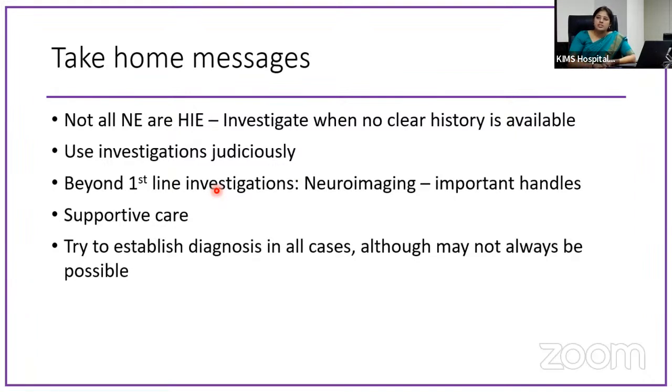Beyond the first line investigations, neuroimaging gives us important handles to evaluate and try to come to a final diagnosis. Supportive care is extremely, extremely important for all the babies to prevent mortality as well as decrease the neuromorbidity for this child. We should try to establish a diagnosis in all cases, although it may not always be possible, but we should still put in that effort.